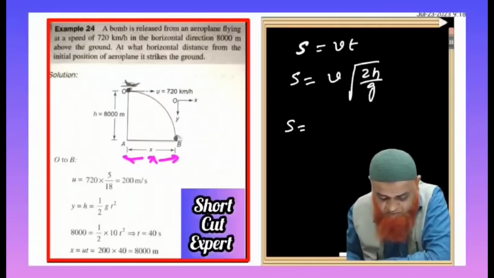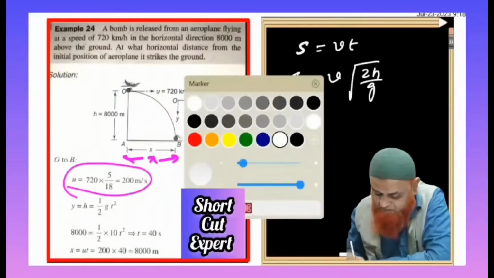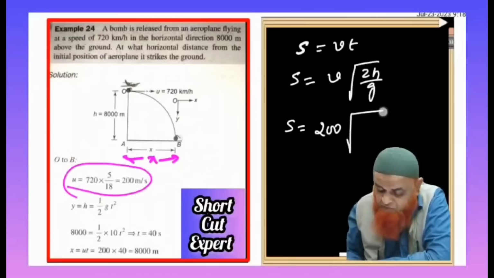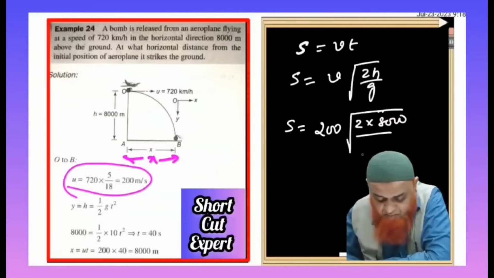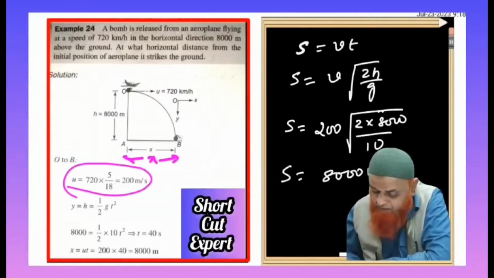720. You have to convert it into meters per second. That's it, your answer will be ready. So here 720 means you can write 200, and you can just substitute the value in 2h by g: 2 into 8000 divided by g, and g you can take as 10. If you calculate all this, you'll get the answer as 8000 meters.